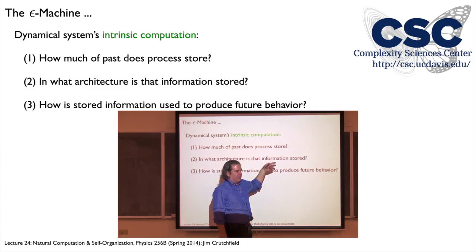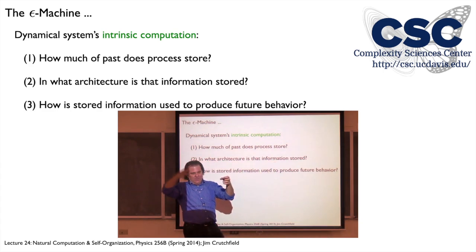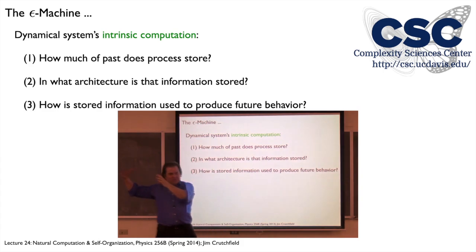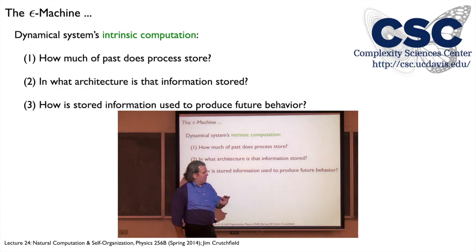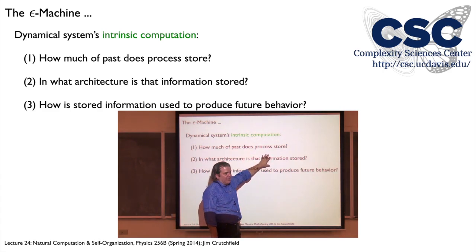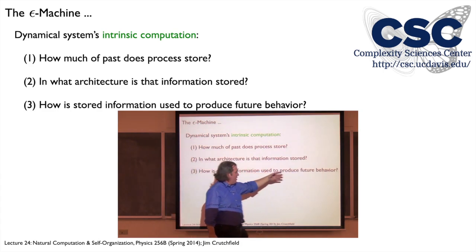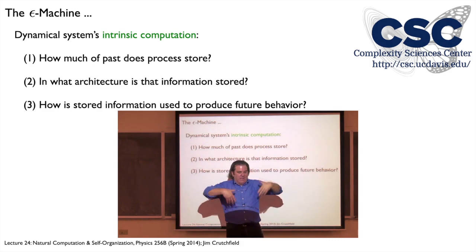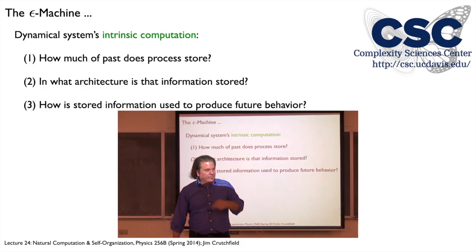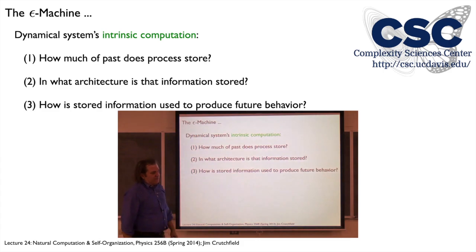That is the architecture. Well, I might want to pull that back if the Epsilon machine is coming from the symbolic dynamics description through generating partitions, pull it back to the dynamical system. So there's a little bit of work there, but the short answer is the architecture, the number of states, the actual set of transitions, that is how the information is stored. And then how is that stored information used to produce future behavior? Well, we have a proxy for that, the entropy rate, how much information is generated by a process. But there are other aspects we'll get to.